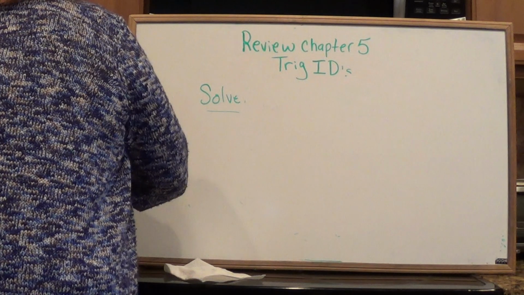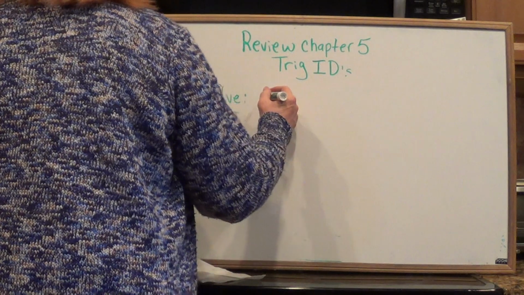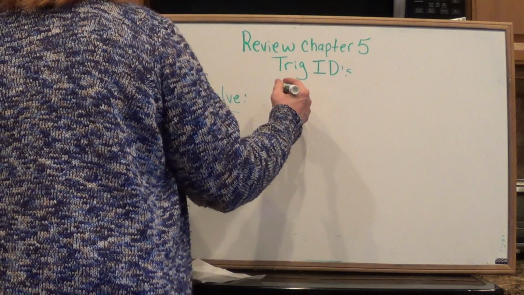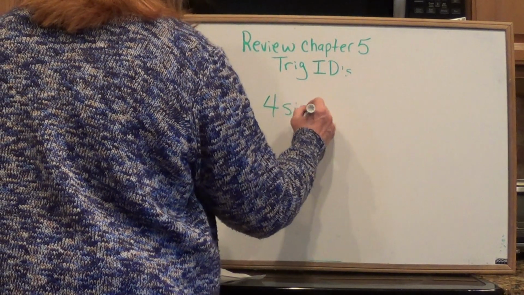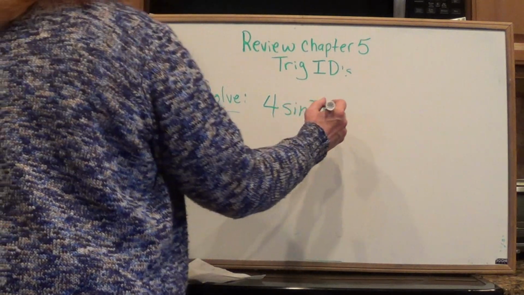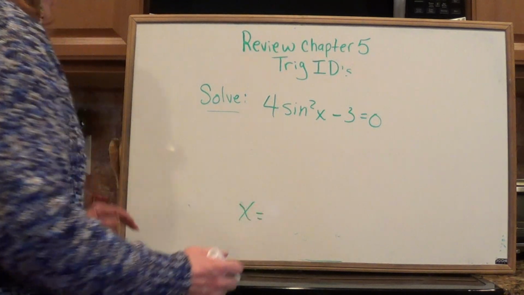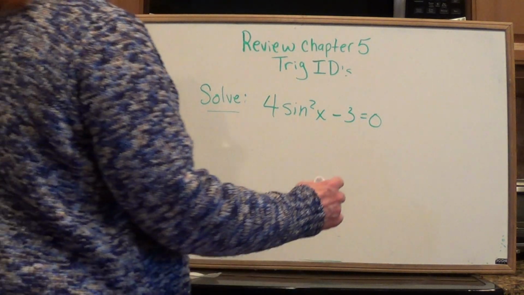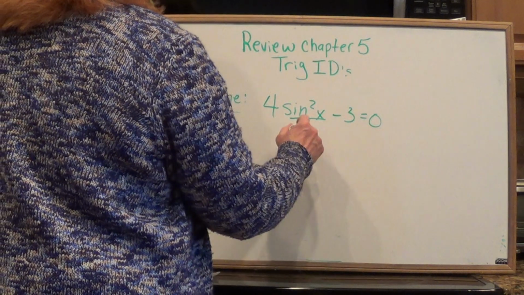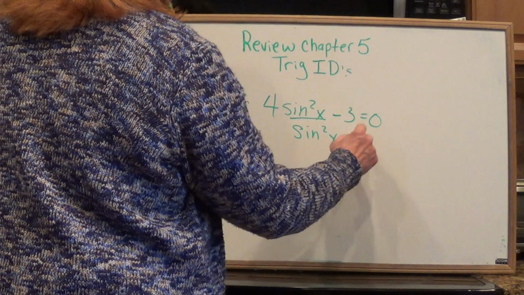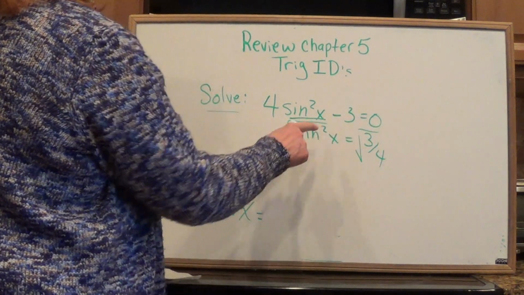So to solve this problem, we are going to write it down. It says sine squared x minus... 4 sine squared x minus 3 equals 0. And the command is solve. So at the end of the story, we want to know what x is. So we want to get sine x by itself. Move the 3 over, divide by 4. And then you want to take the square root to undo the square of the sine.